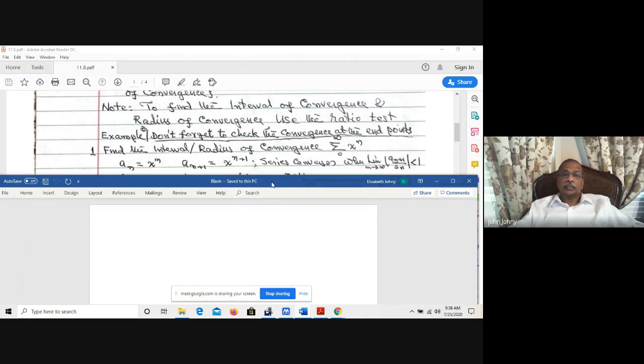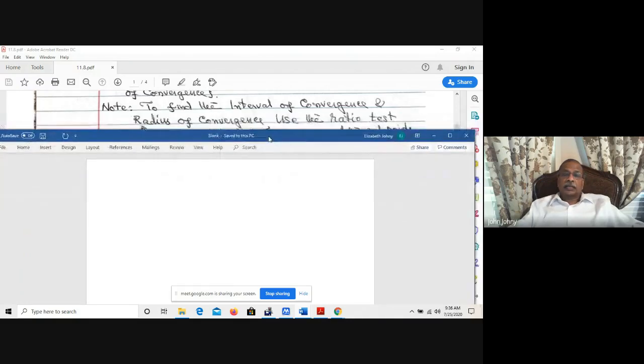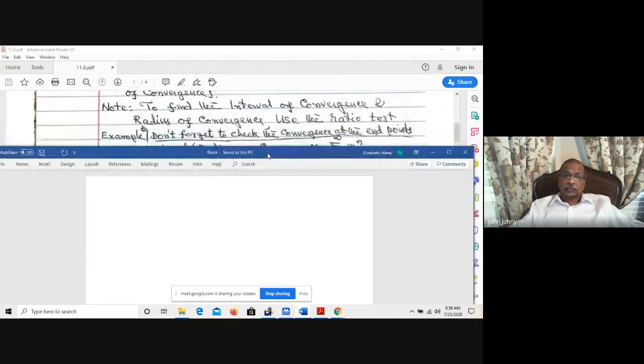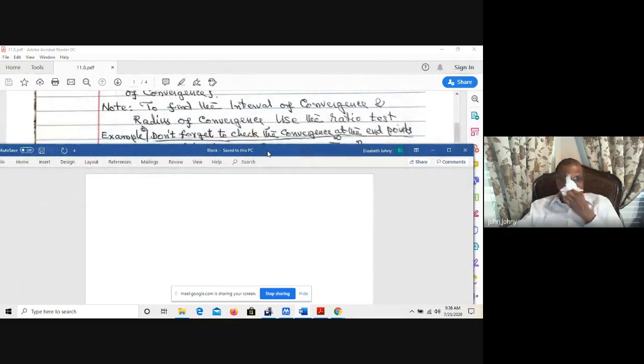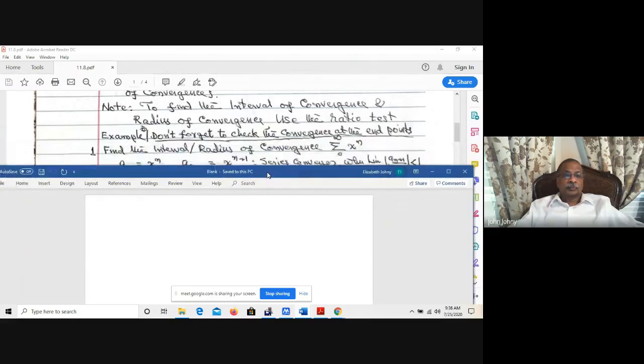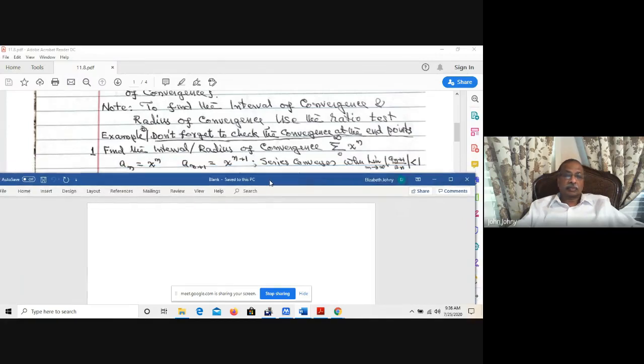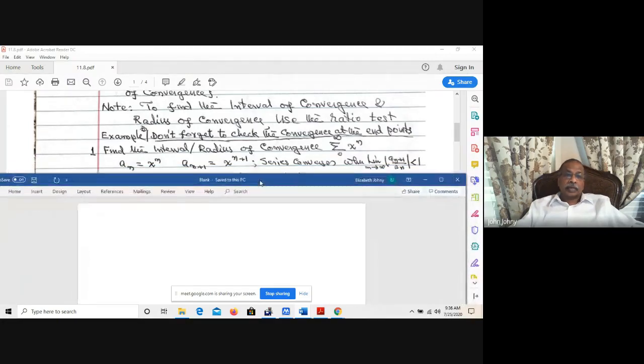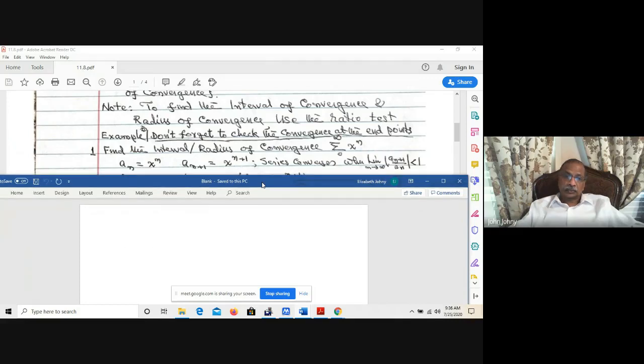To find the interval of convergence and the radius of convergence, use the ratio test and always check the endpoints also. So find the interval of convergence and the radius of convergence of sigma n varies from 0 to infinity x to the power of n. And a_n is equal to x to the power of n, so a_(n+1) is x to the power of n plus 1. So the series converges when the limit as n approaches infinity of a_(n+1) over a_n is less than 1, and that is the ratio test.